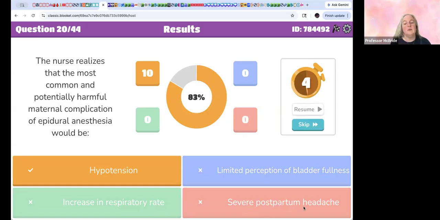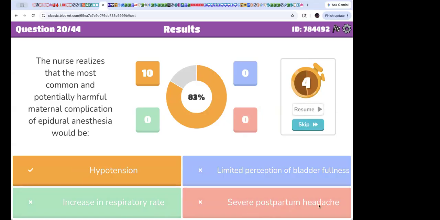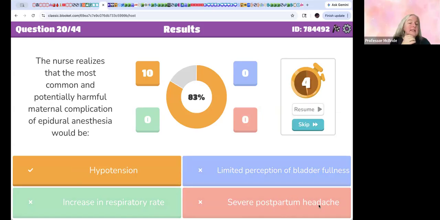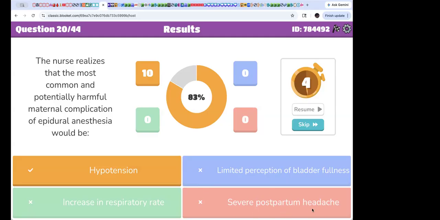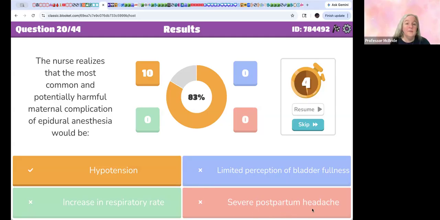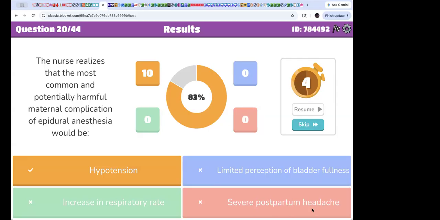What is this one, the red one? Severe postpartum headache. In this context, it is asking about it as a potential harmful effect from the epidural. Do you know anything that could cause a postpartum headache from an epidural? You hit a nerve. Leaking CSF. There we go.